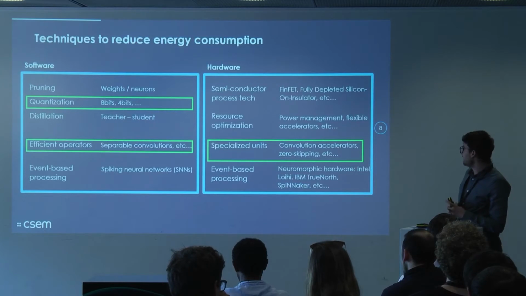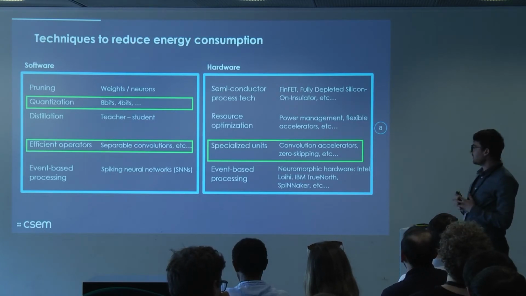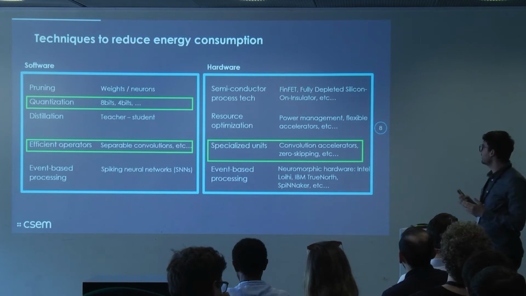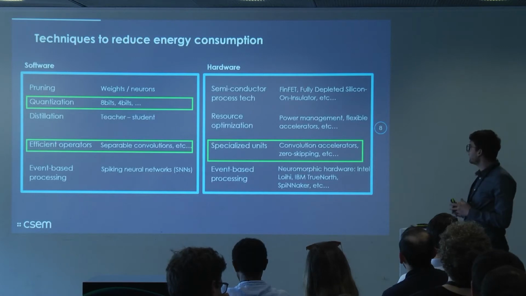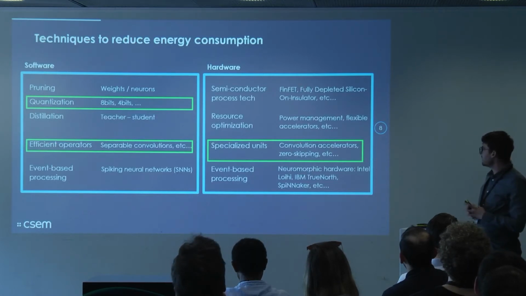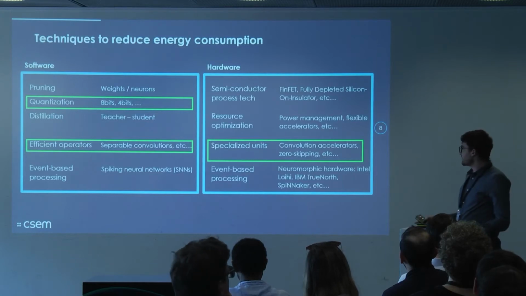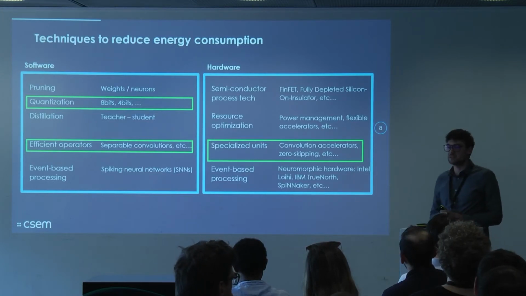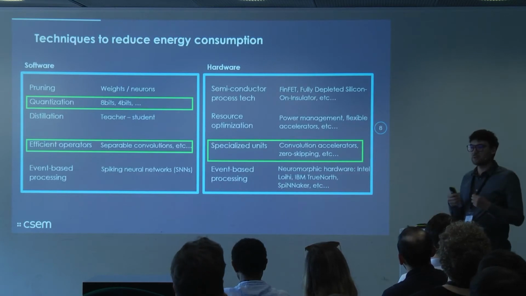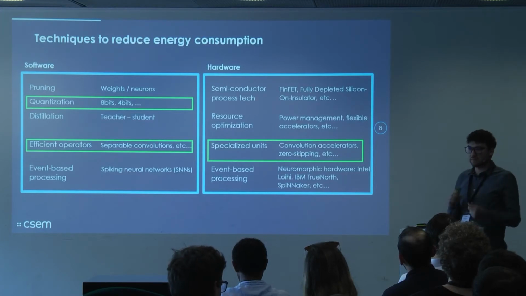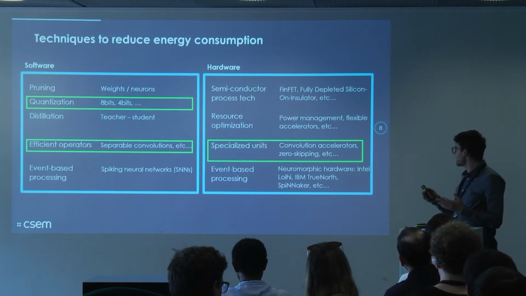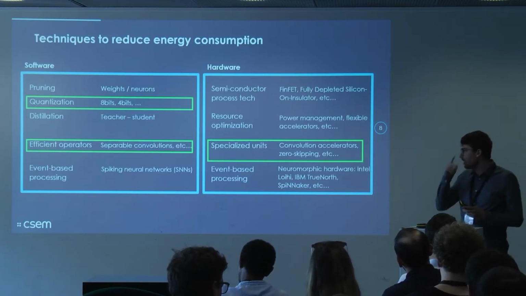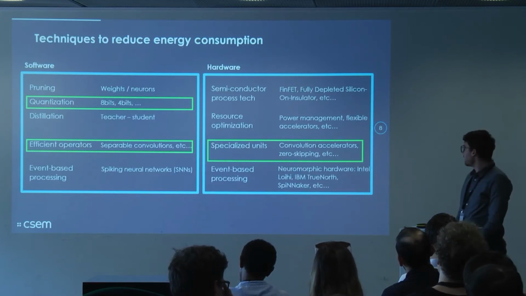On the hardware side, there is a lot of improvement in silicon processing, like FinFET. You may be aware of the FinFET technology and the fully depleted silicon on insulator process tech. Resource optimization, like power management, is also a focus for engineers that work on these devices. You can turn on the device only when you need to do the processing, or you can turn off some of the elements of the device. Specialized units, like convolution accelerators or zero skipping, are also optimizations that you can have on your devices.